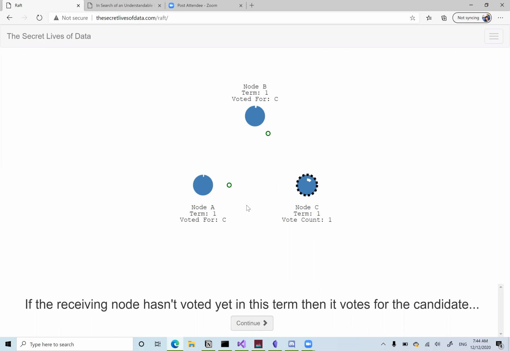So if the receiving node hasn't voted yet in this term, then it votes for the candidate. So these two nodes, they haven't voted for anyone else in term 1, right? So they will vote for this node.